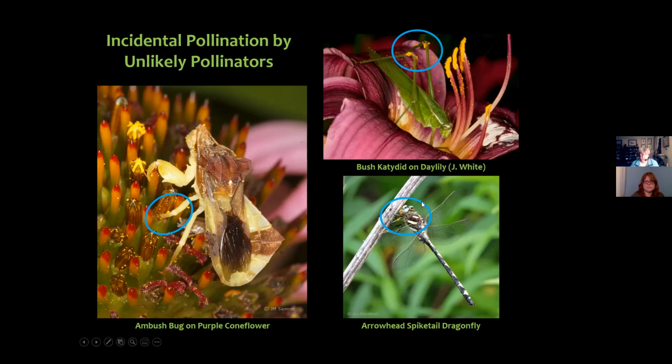And then down here we have this arrowhead spike-tailed dragonfly. And if you look in the blue circle, you can see that it's got pollen on its legs and on the front of its face. That happened to be a dragonfly that caught and ate a bumblebee. And the pollen that was on the bumblebee actually got onto the legs and onto the mouth parts of the dragonfly. So if it goes on and lands on another plant, it could potentially transfer some pollen, but it is not one of those species that is a heavy hitter in the pollinator department.